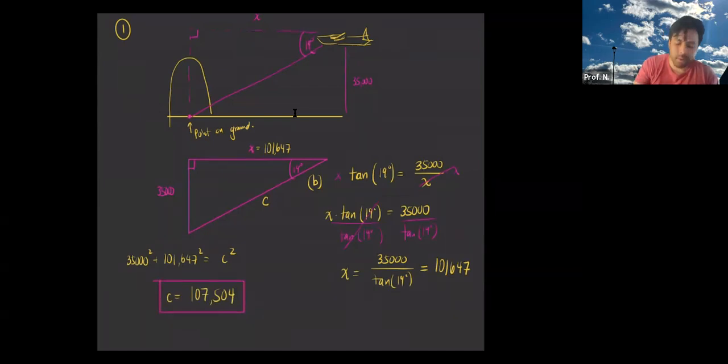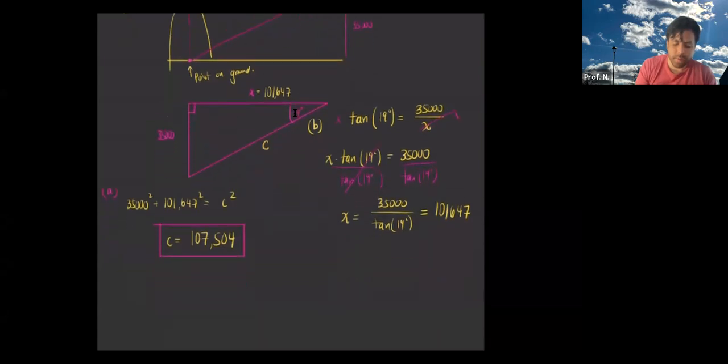You could have also done part A first, because you could have set up a different trig ratio. You could have set up that this is 35,000, right? And found C using sine. You could have used sine of 19 equals 35,000 over C, and solved for C. So I just did it the more roundabout way. I first figured out what X was, which is for part B, and then I used the Pythagorean theorem. I didn't have to use the Pythagorean theorem. I could have also done this.